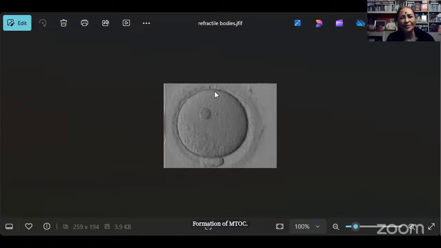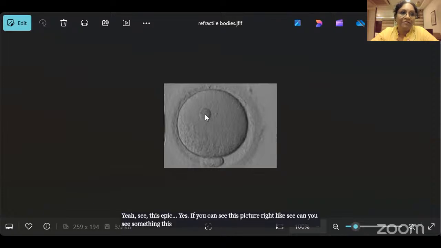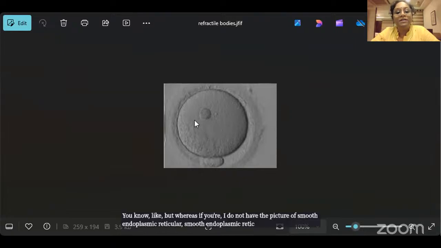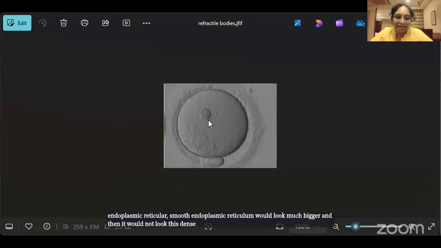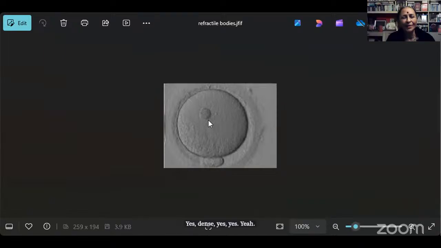Microtubule. Can you see this picture? This is an inclusion body. If I did not have the picture of smooth endoplasmic reticulum, the smooth endoplasmic reticulum would look much bigger and it would not look this dense. It would be a very thin, flattened disc, as you rightly said.